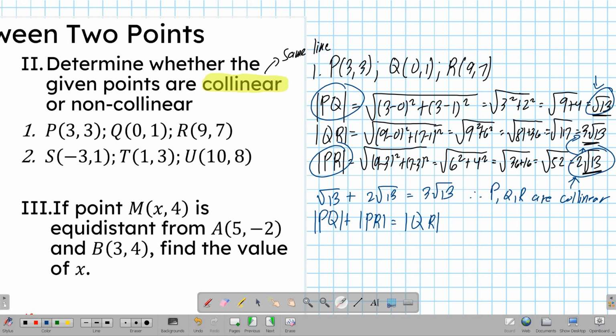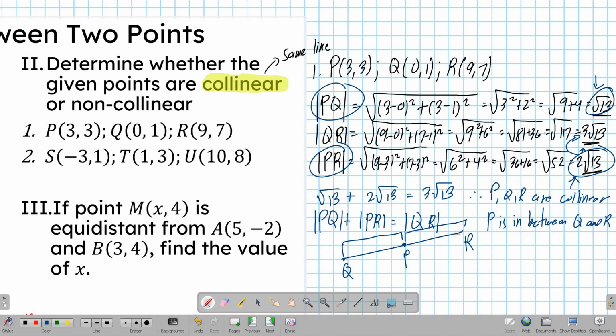Further, if you noticed that P is the common point in the two line segments we added, we can also conclude that P is in between Q and R. Because when you added, QR is PQ plus PR. So the appearance of your line segment is this is QR, then this is PQ, and this is PR. So that's another way of applying the distance formula.